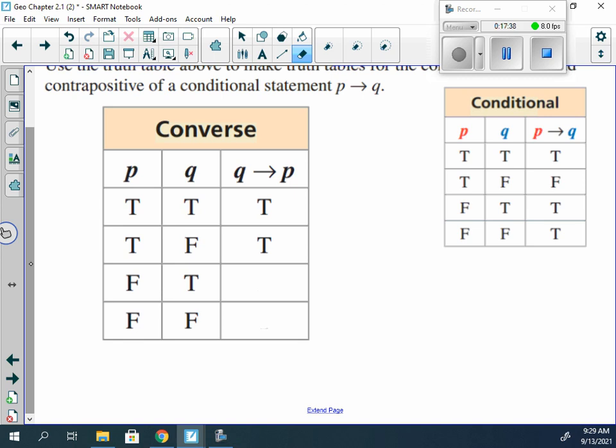Yep, sorry. This P and Q are flipped. So false, let me actually write that in. Because true implies true, false implies true, as we saw for the conditional statement, is true. The next one would be true implies false, which would be false. And the last one, false implies false, would be true.